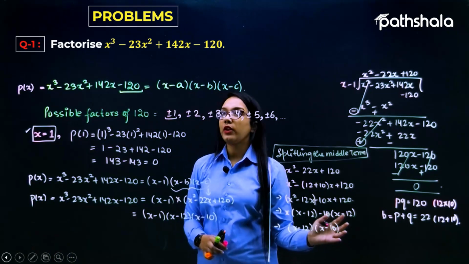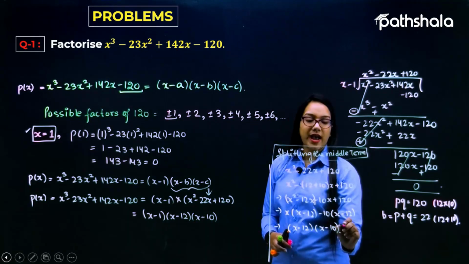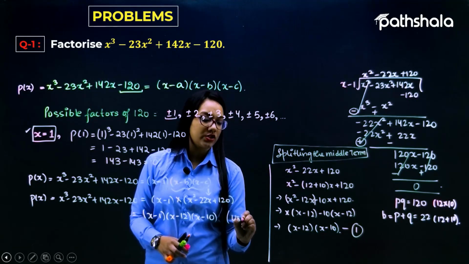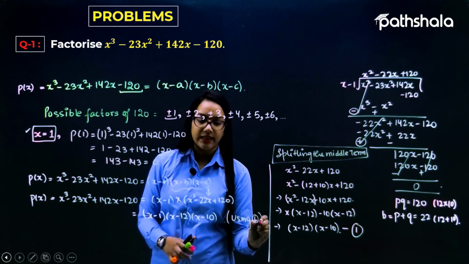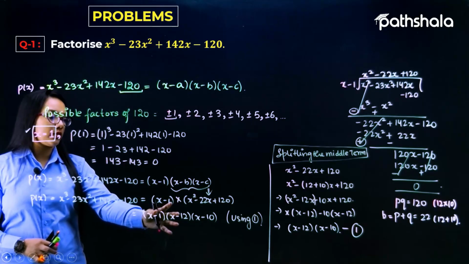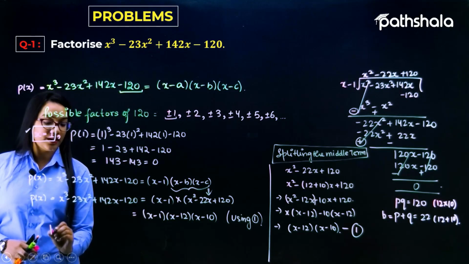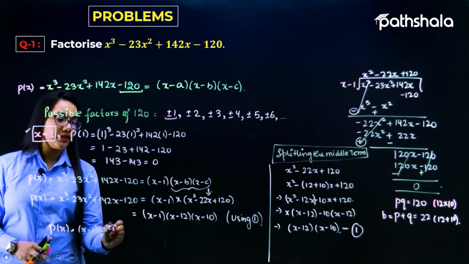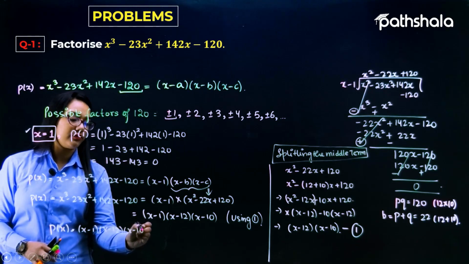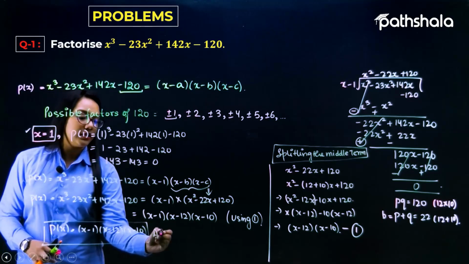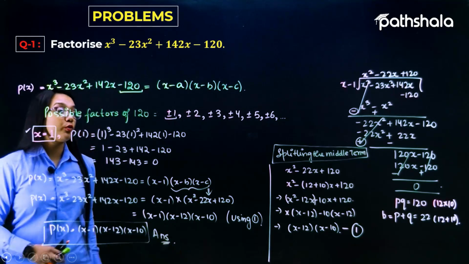Let us suppose I'm calling this particular equation as equation number 1. So using equation number 1, we can say that this particular cubic polynomial can be written in the formation of x minus 1, x minus 12, x minus 10. So at the end p of x is nothing but x minus 1, x minus 12, x minus 10. So this is nothing but our answer, and these are nothing but the factors of the given cubic polynomial.